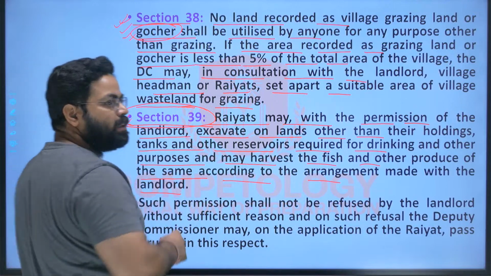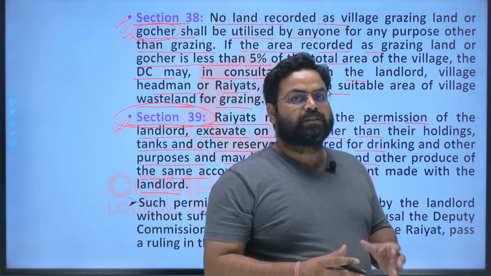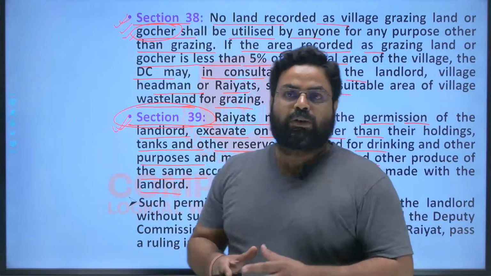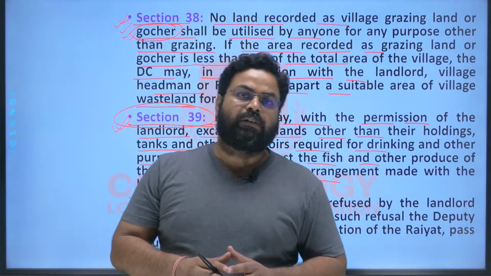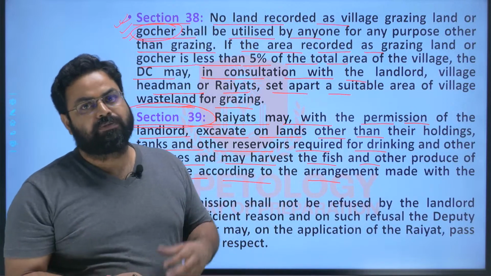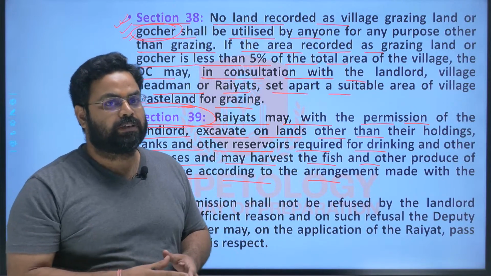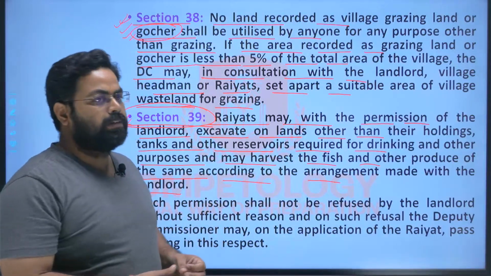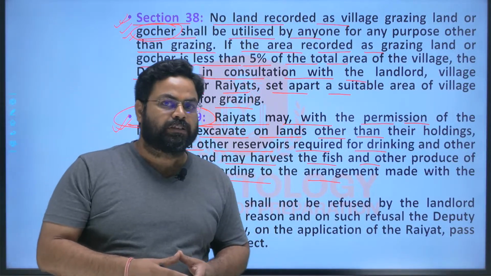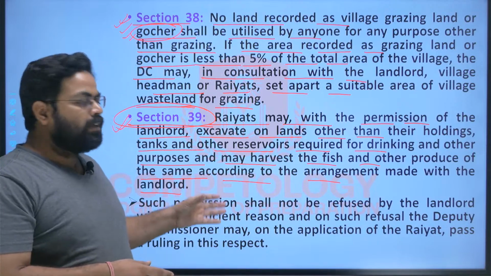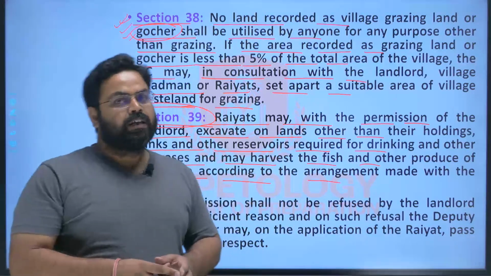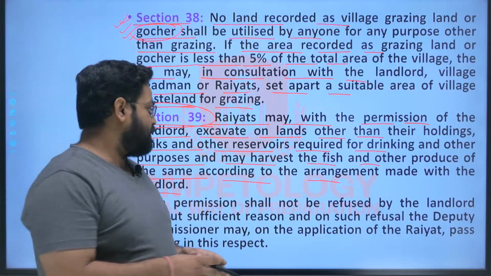So if a Rayyat wants to excavate any water body, any pond, so that he can utilize the water collected in that water body for irrigation and for other purposes like bathing, drinking, etc., as well as for harvesting and cultivating fish rearing, then he can make an arrangement with the landlord, and after that he can do so, right?